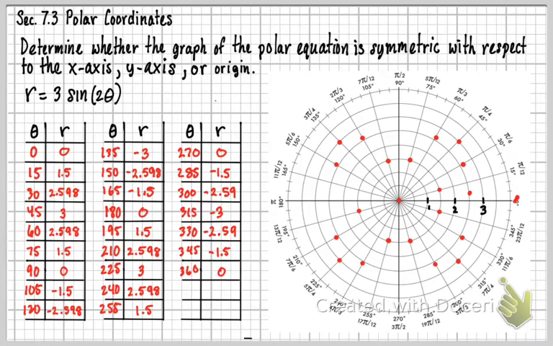And then at 345 degrees, it's going to be 1.5 again, negative though, so it's going to put it through the other side. And then at 360 degrees, I'm back at 0.